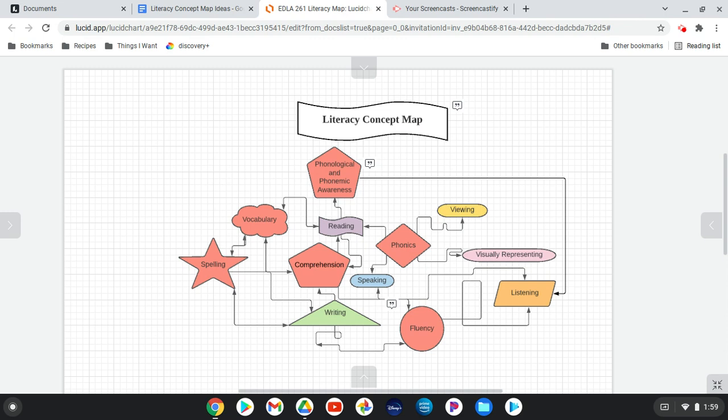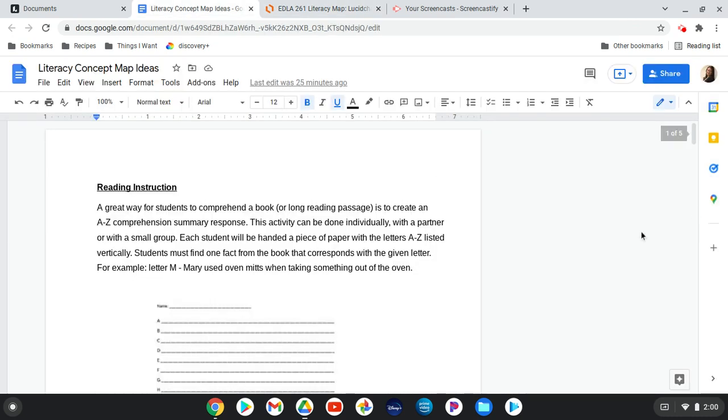So if we take an even closer look, we'll notice that writing has an arrow going towards comprehension. It also has an arrow going towards fluency, and writing also goes with spelling. And reading, the arrows were moving from reading to comprehension, comprehension to reading, reading to phonological and phonemic awareness, and reading with vocabulary. So now I'm going to go ahead and talk a little bit about my recommendations.